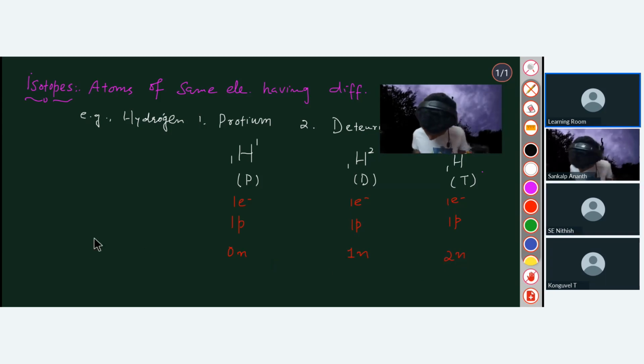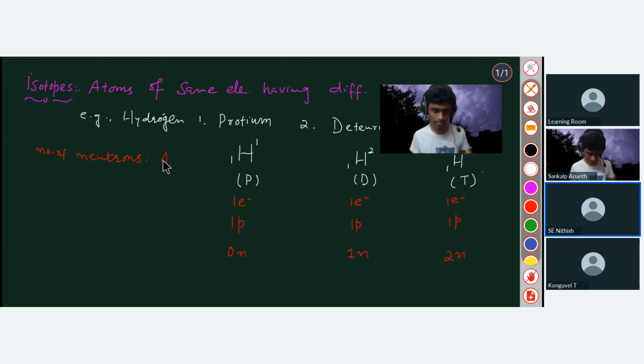Because we know that the number of neutrons is calculated as A minus Z, right? The number of neutrons is always equal to A minus Z. Do you know what A and Z are? Yes, sir. A is the mass number, and Z is the atomic number.